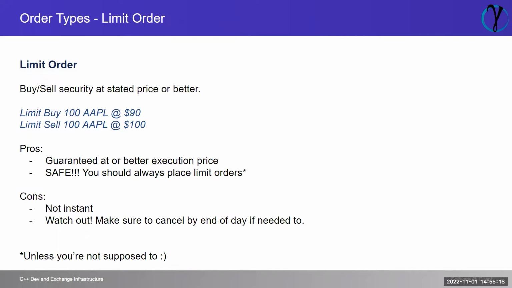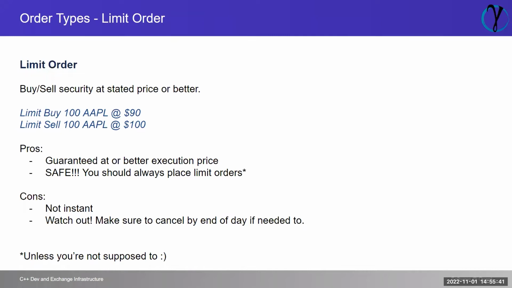Okay, let's dissect limit buy 100 Apple, right? So you're going to buy 100 Apple on a limit buy at $90. That means you will only get filled at 90 or lower. If someone's willing to sell to you at 88, you actually trade at 88. If the best offer is at 91, you won't trade. You'll just rest on the order book, right?